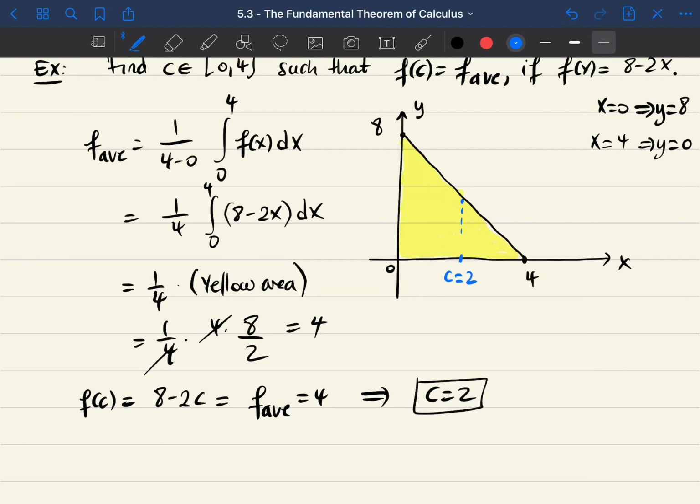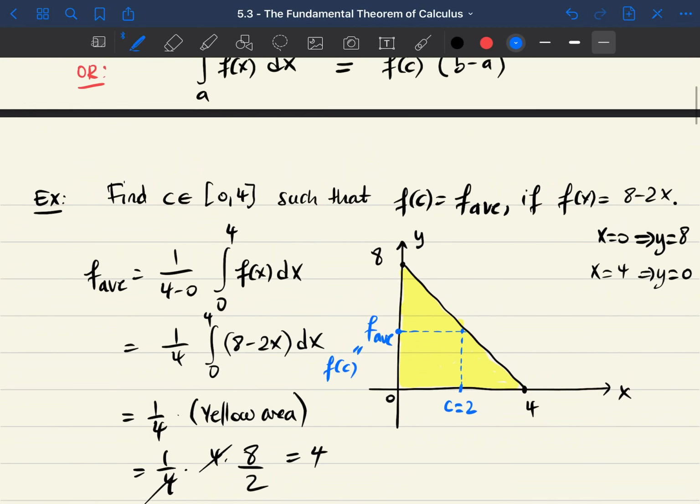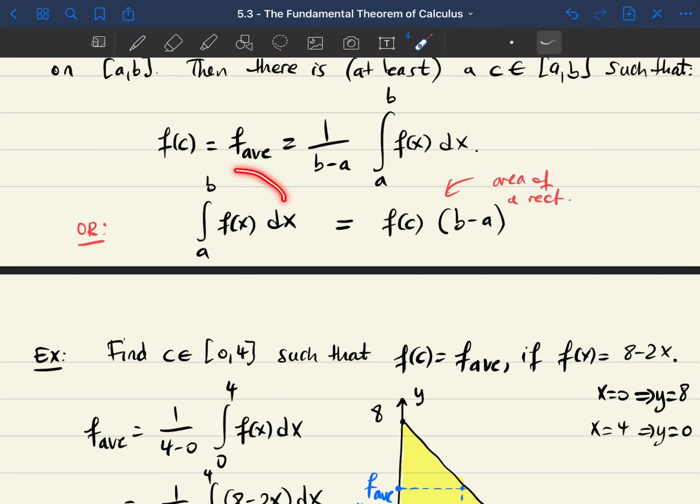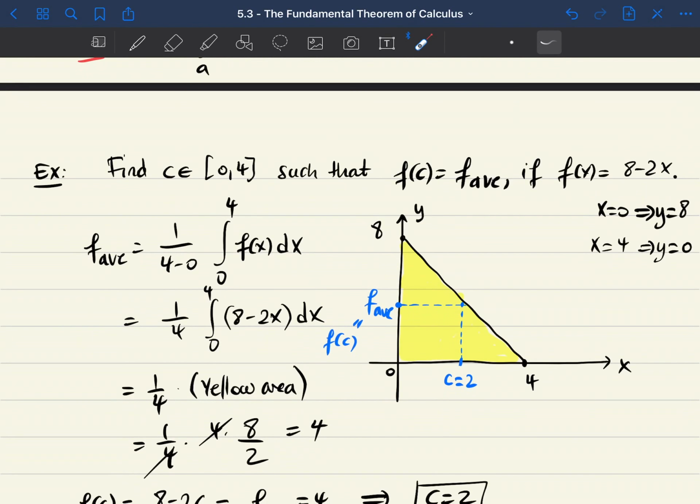Now this means that this is the average value, or f of c, okay? And according to the mean value theorem, this area, which is the yellow area in our example, should be f of c times b minus a. So it should be the following area. Okay, so the yellow area is basically, according to this theorem, this blue area. So it's the area of a rectangle.